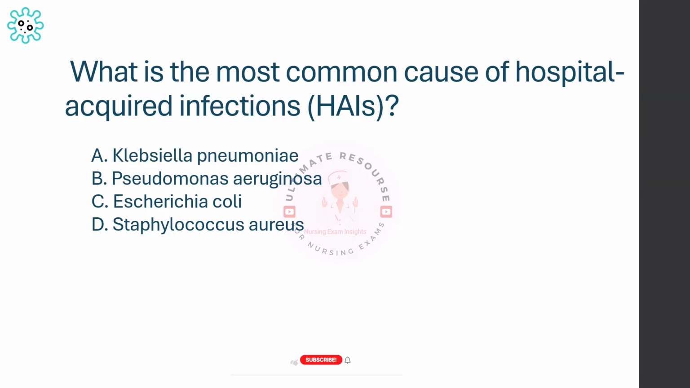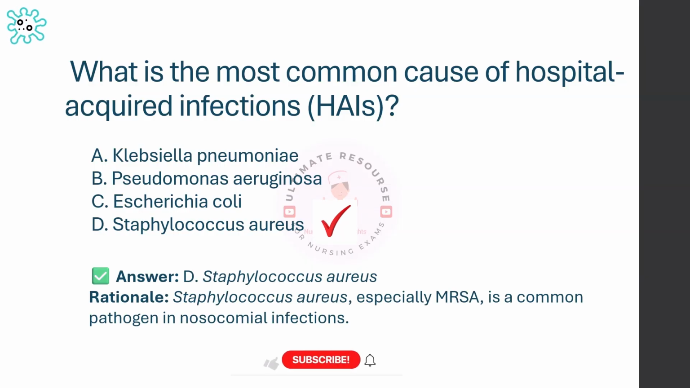What is the most common cause of hospital-acquired infections? Options are A. Klebsiella pneumoniae, B. Pseudomonas aeruginosa, C. Escherichia coli, D. Staphylococcus aureus. The answer is D. Staphylococcus aureus, especially MRSA, is a common pathogen in nosocomial infections.